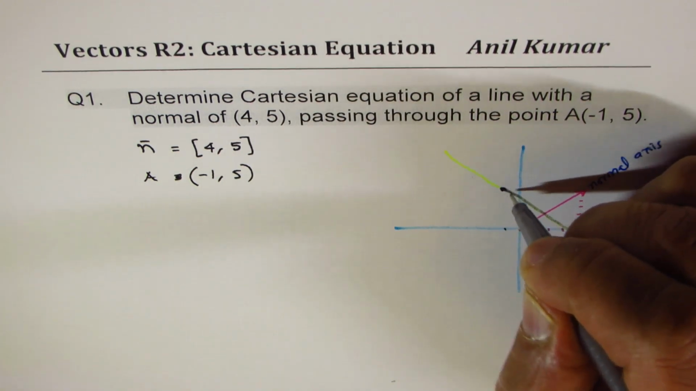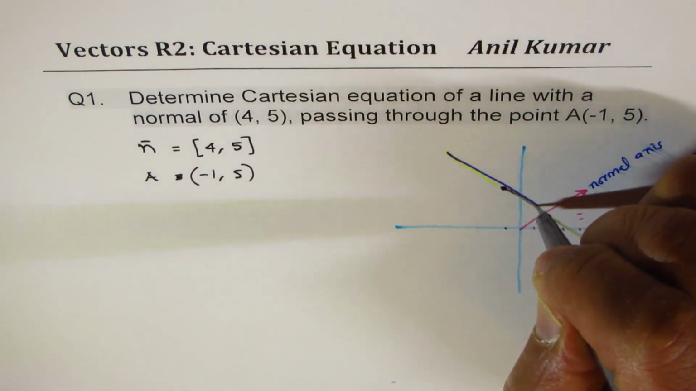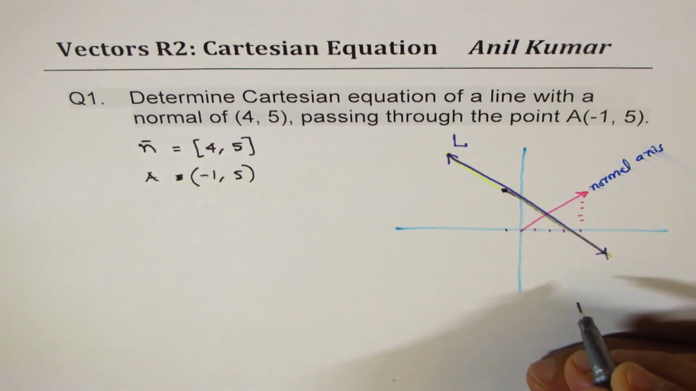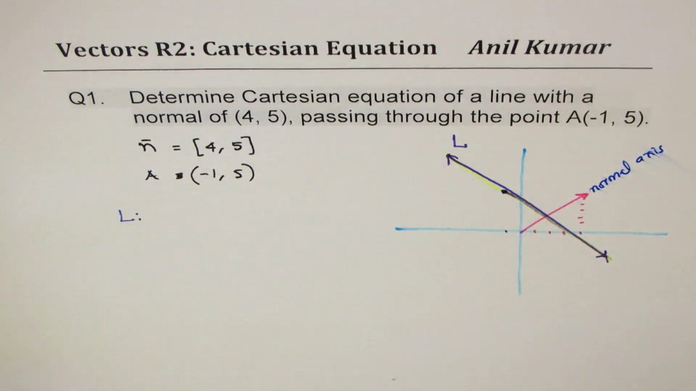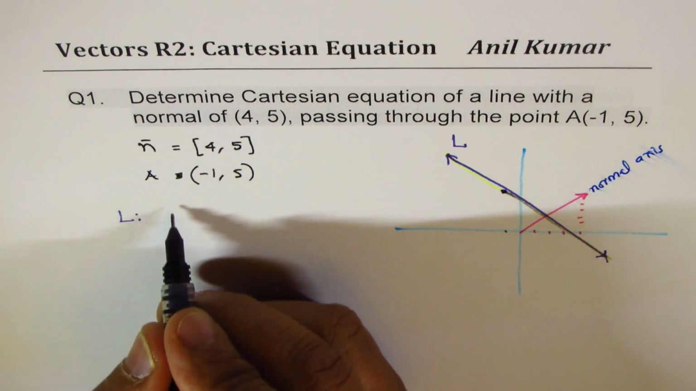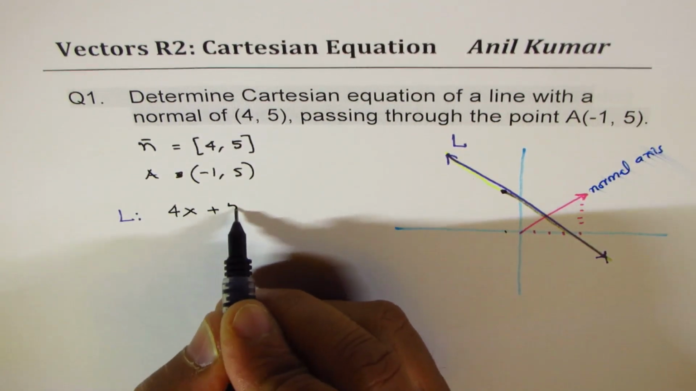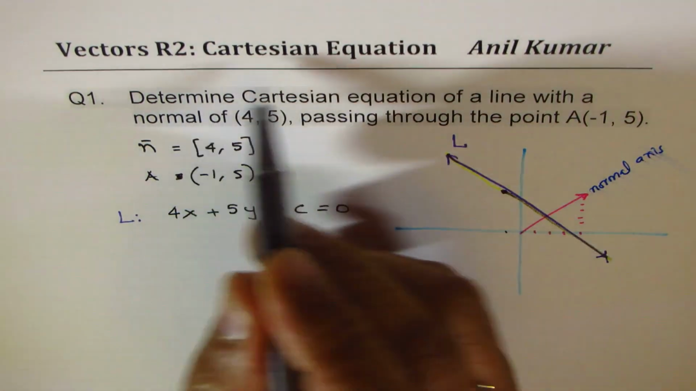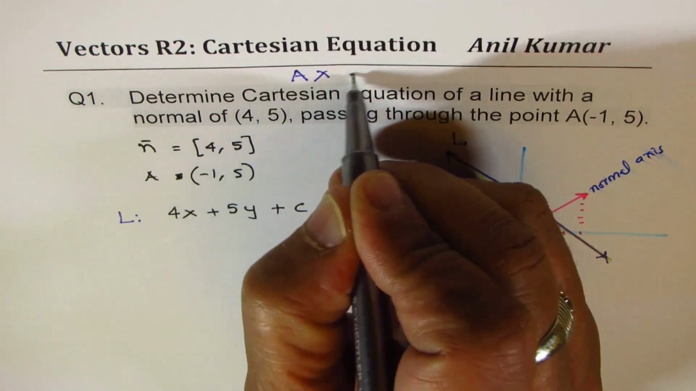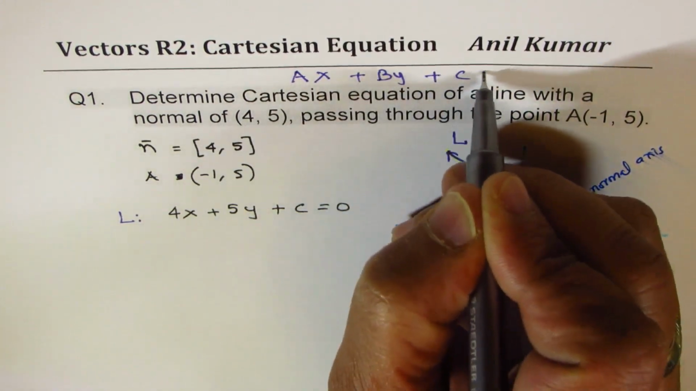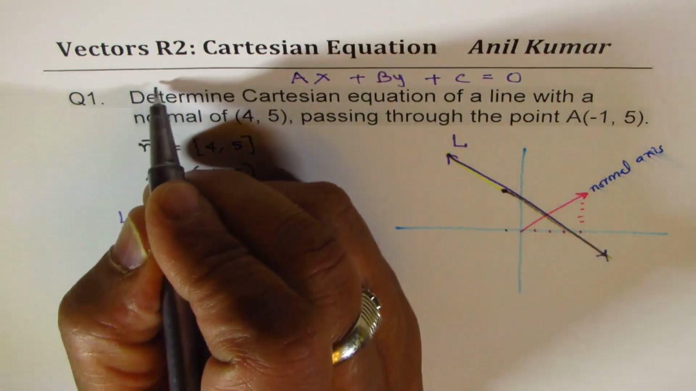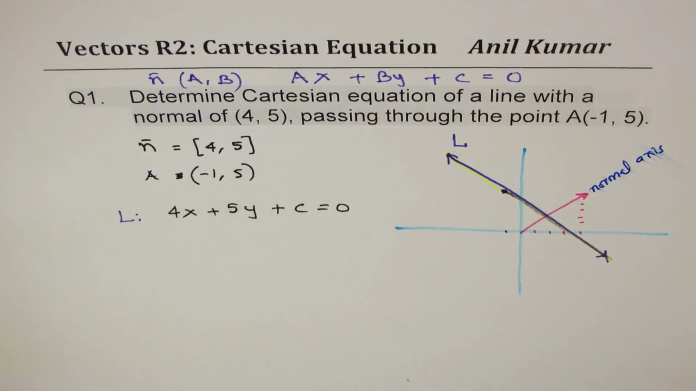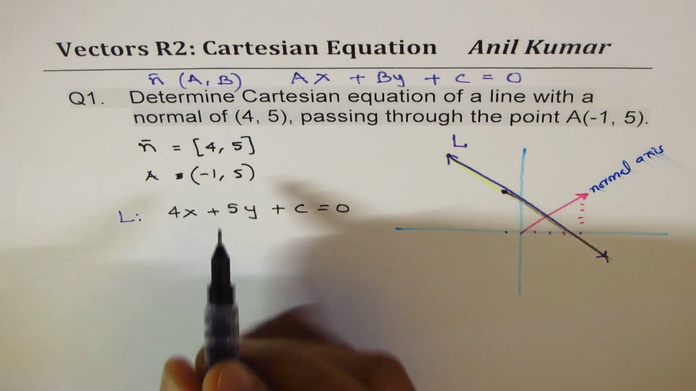So from this point, which is -1, 5, I can now draw a line, and you can see that this line L is what we are looking into. The equation of this line L is, since we are given the normal, we can write 4x plus 5y plus c equals to 0. This is because in Cartesian equation, the standard form is ax plus by plus c equals to 0, where the normal vector is (a, b). Is that okay? Right.